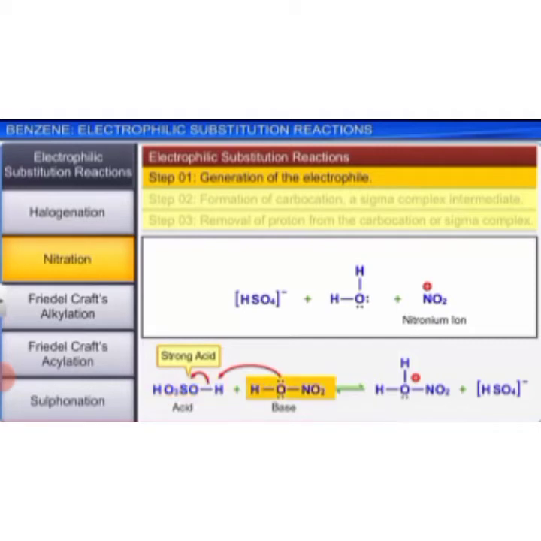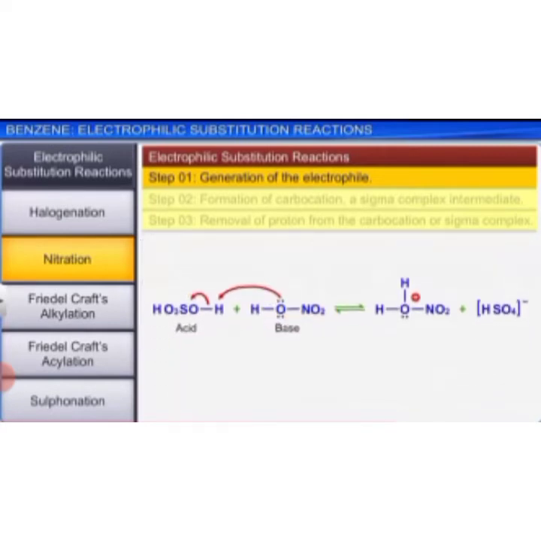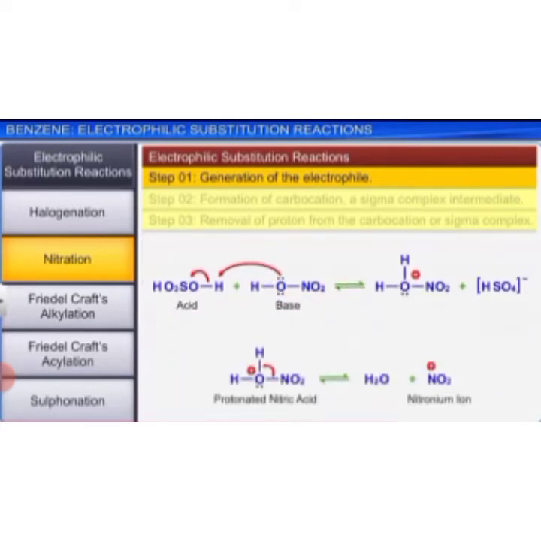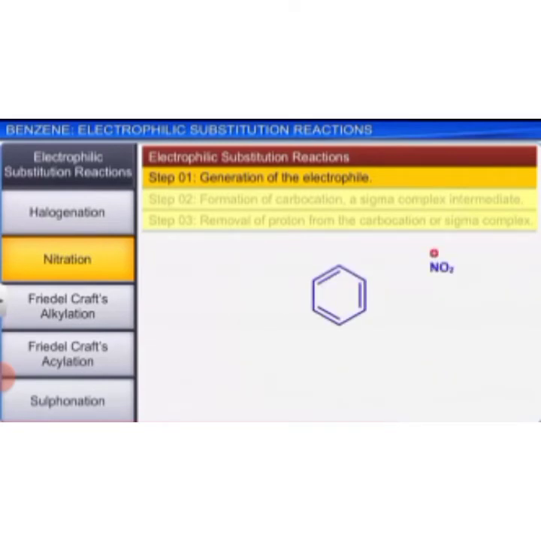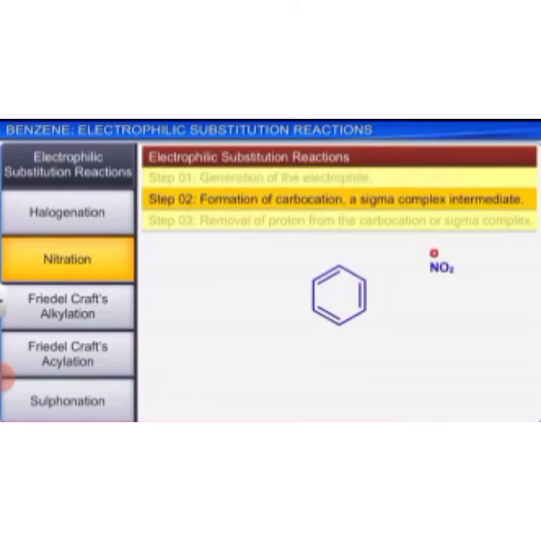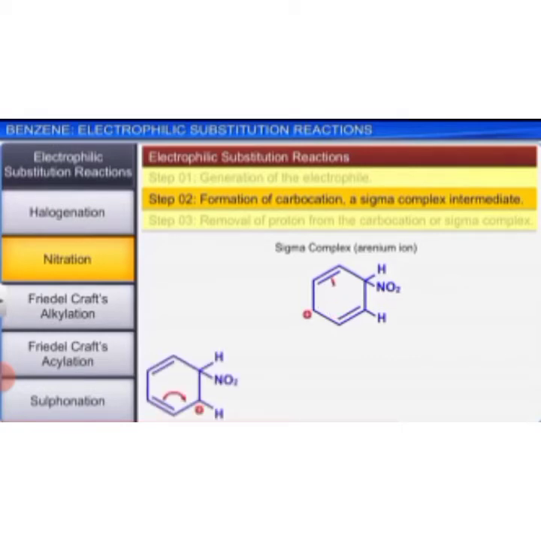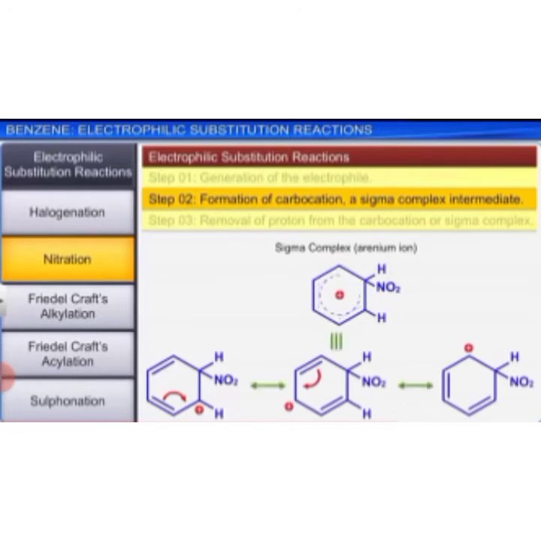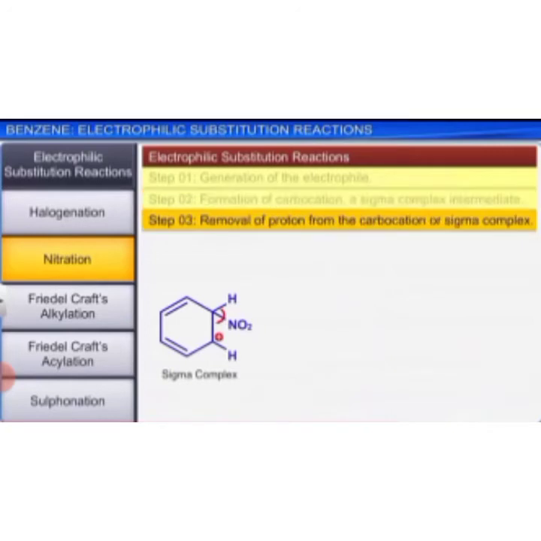In the second step, nitronium ion attacks the pi electron cloud of benzene ring and forms the less stable intermediate called sigma complex or arenium ion. In the last step, the proton is removed from the intermediate sigma complex in the presence of the nucleophile HSO4- ion. This results in the formation of nitrobenzene.